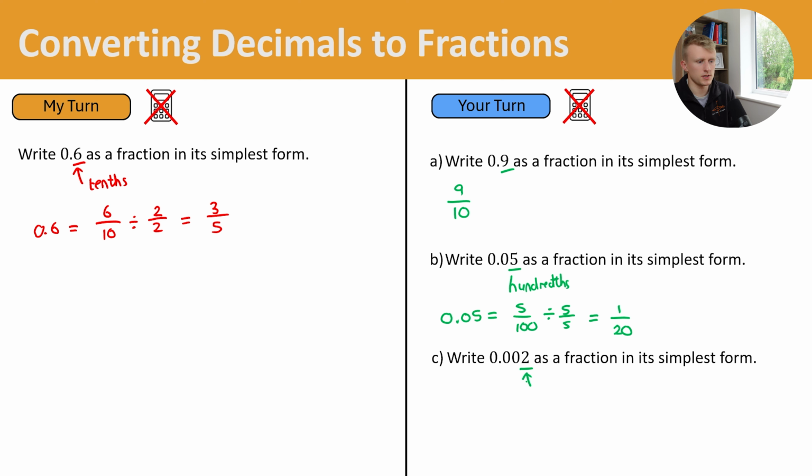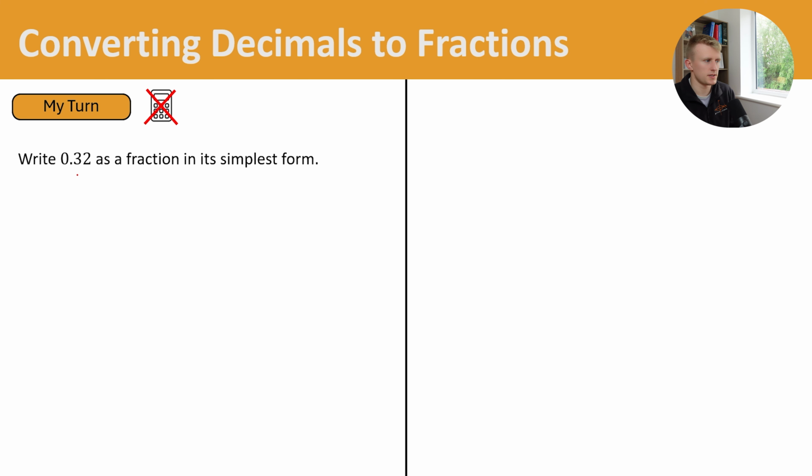Part C, write 0.002 as a fraction in its simplest form. The digit 2 is in the thousandths column. So what I can say is that 0.002 is equal to 2 thousandths. And I'll divide through by 2 on the numerator and the denominator. 2 divided by 2 is 1, and 1000 divided by 2 is 500. So that's my answer.